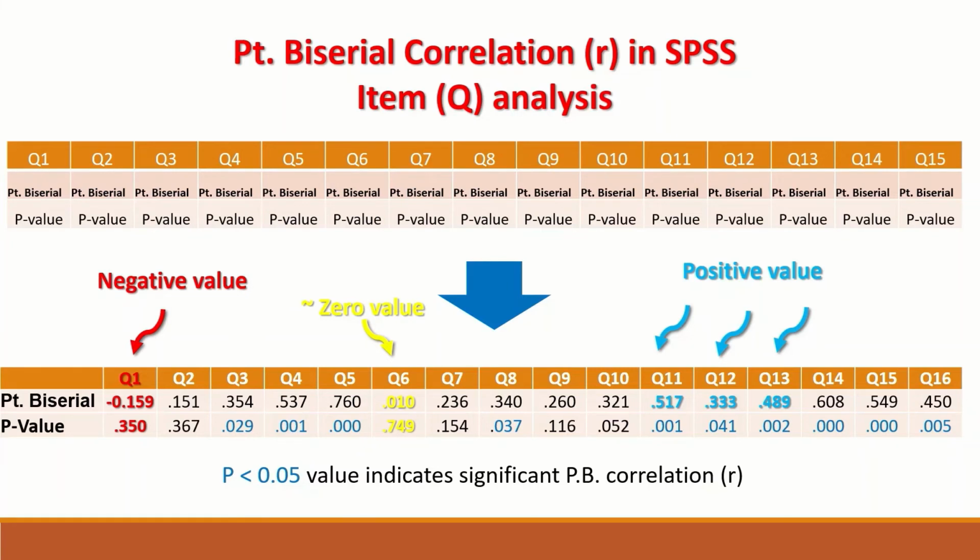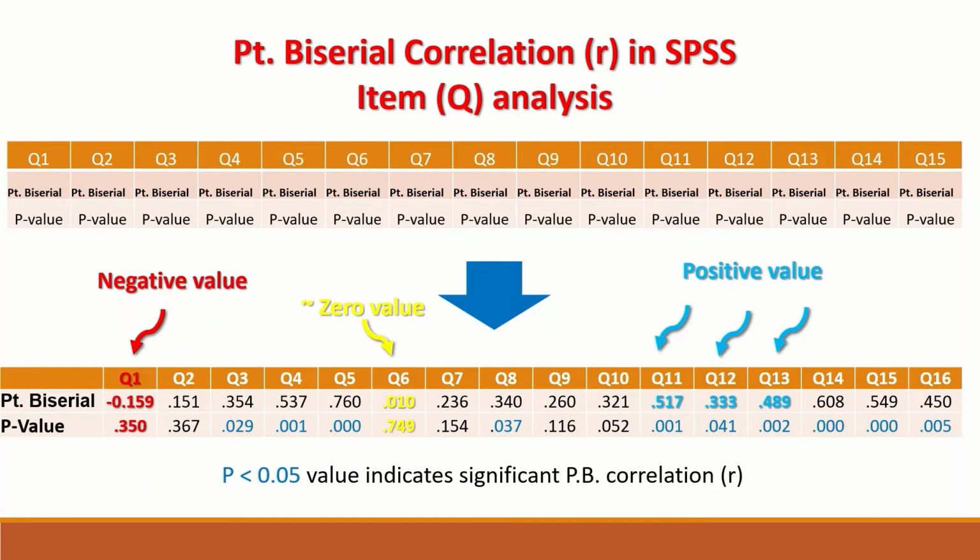If we look at question number 6, which is labeled yellow, we can see the value for the coefficient, or the R, is close to 0 and the p-value is very high. So this question is not discriminating between high and low students. So it is close to 0 and it's considered to be a bad question, and it's required to be either modified or omitted from the exam.